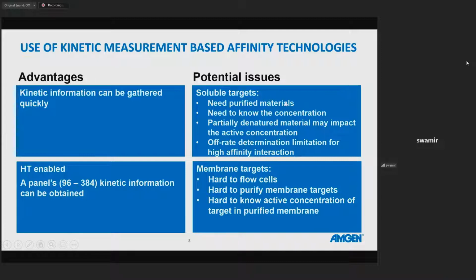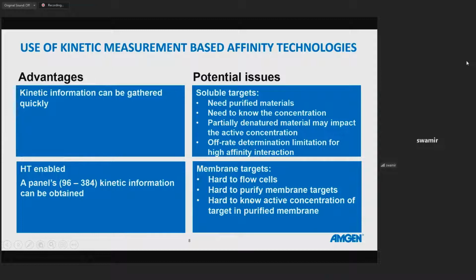Generally, we need purified materials, and we need to know the concentration. If the molecule is partially denatured, especially the molecule which we are passing through, then we cannot calculate the exact KD. And in many instruments, the off rate determination would be limited if it has a slower off rate than, let's say, 10 power minus 5 or so.